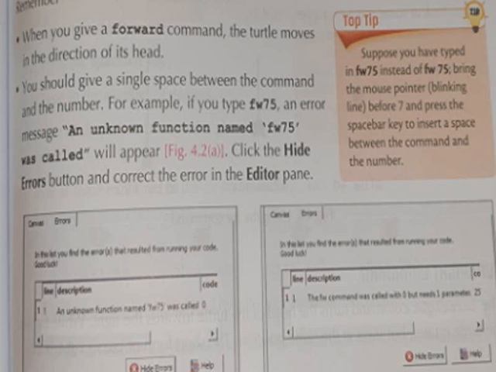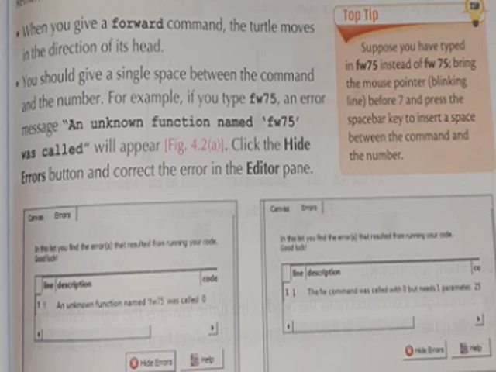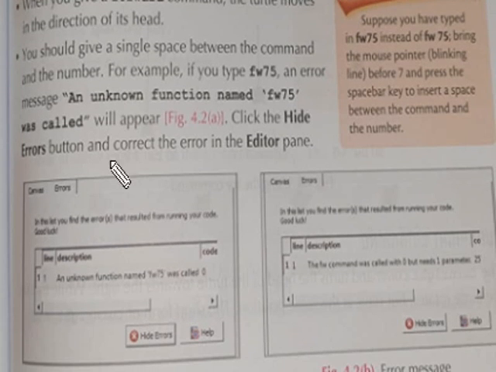You should give a single space between the command and the number. For example, if you are giving the command FW75, an error message will be seen: an unknown function named fw was called. This message will appear. So click the hide errors button and correct the error in the editor pane. See, here you can correct the error.